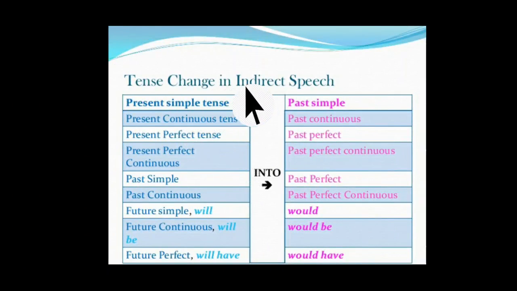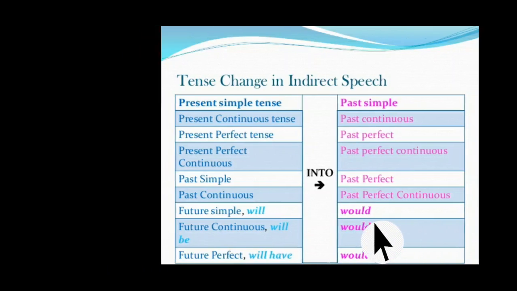So tense change in indirect speech. Present simple is changed into past simple. Present continuous tense is changed into past continuous tense. Present perfect tense is changed into past perfect. Present perfect continuous is changed into past perfect continuous. Past simple remains past simple. Past continuous is changed into past perfect continuous, and will is changed into would in future simple, and in future continuous will be is changed into would be, and in future perfect will have is changed into would have.